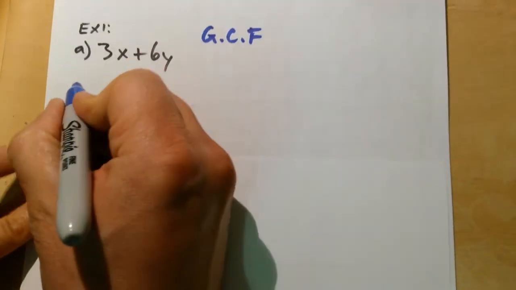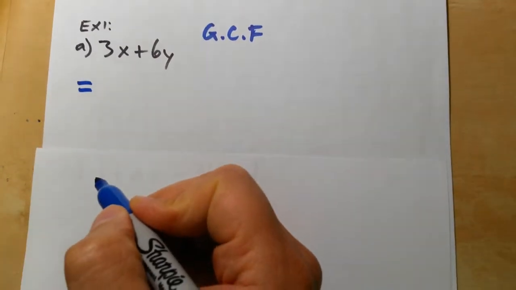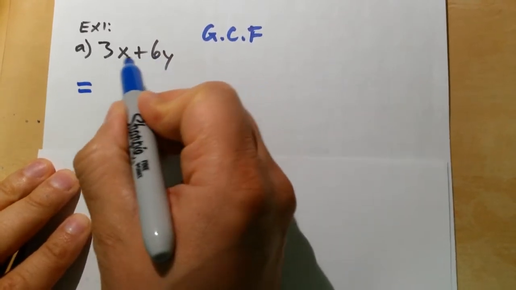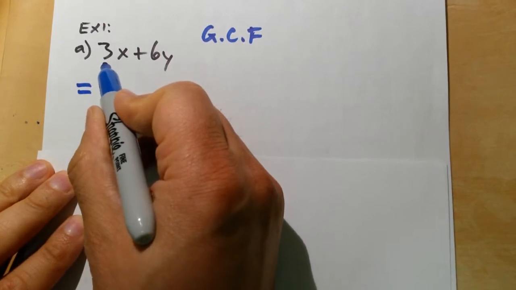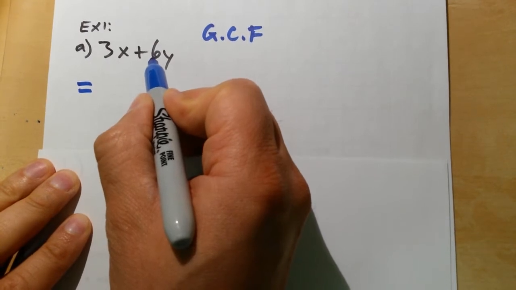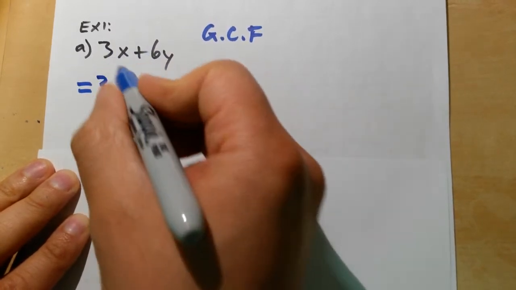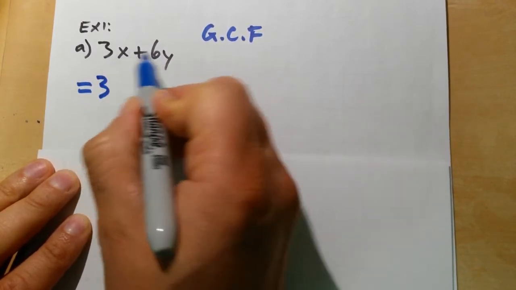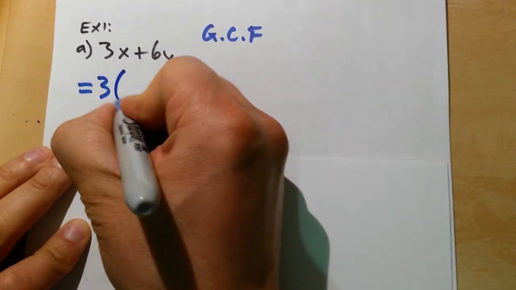So let's start looking at this expression here, 3x plus 6y. Between these two terms, is there a common factor? Yes, 3. 3 divides evenly into 3, and also 3 divides evenly into 6, so we can factor out the 3. So we start looking at the coefficients first. Let's look at the variables. We have x here, we have y here. Is there anything in common between these two? No, so that's it. So we factor out the 3. Let's open up the brackets.